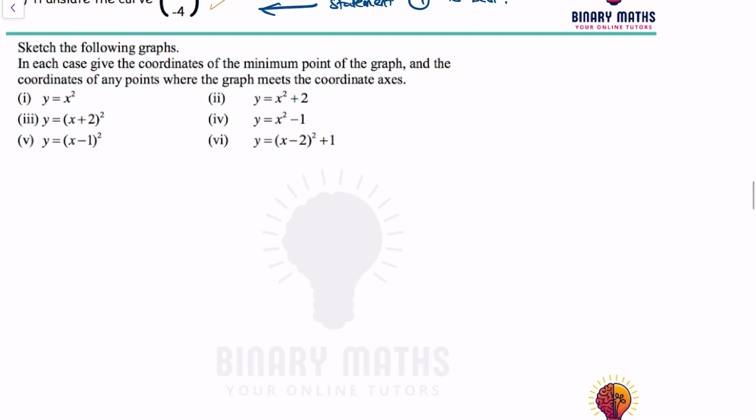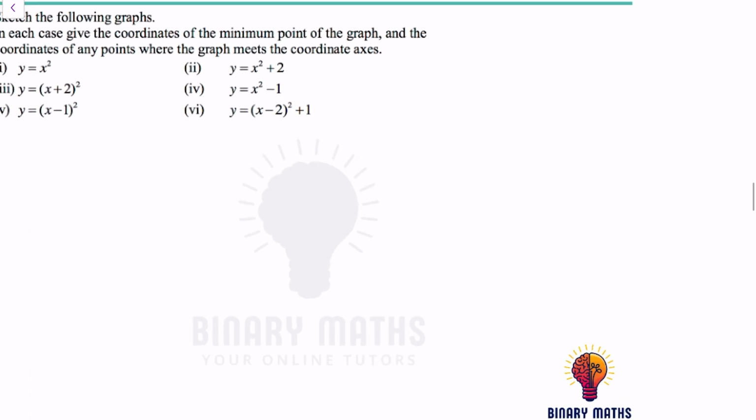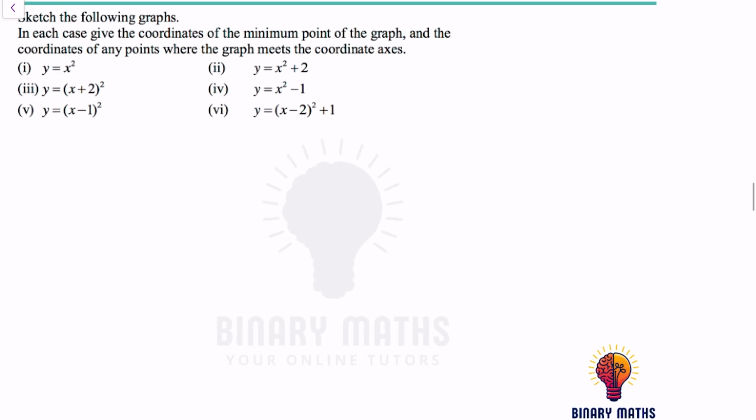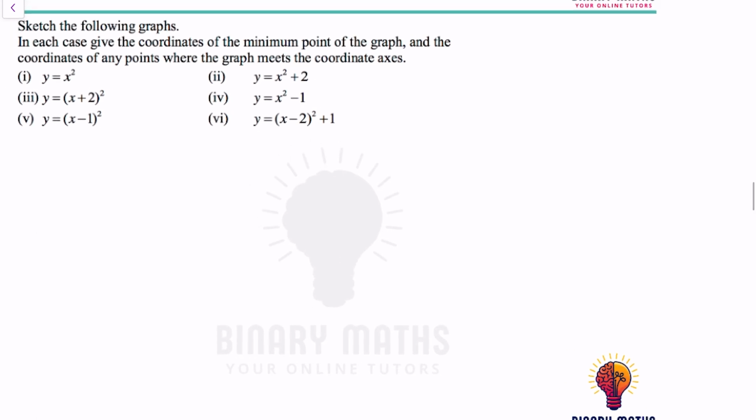Okay, sketch the following graphs. In each case, give the coordinate of the minimum point of the curve and the coordinates of any point where the graph meets the coordinate axis. Okay, so first one, y is equal to x squared. So y is equal to x squared is a parabola that goes through the origin, so you can just write the origin here.